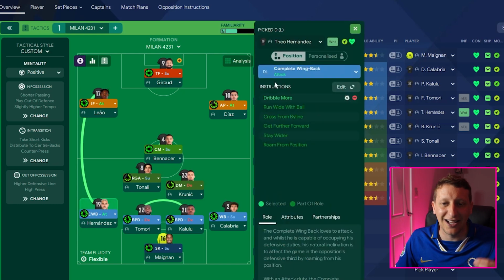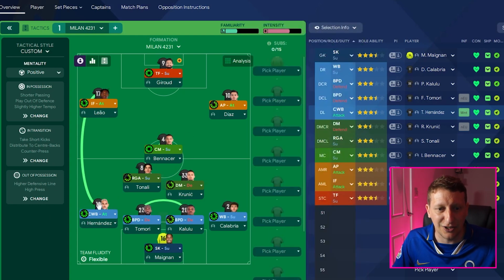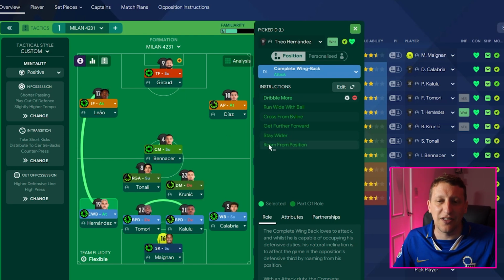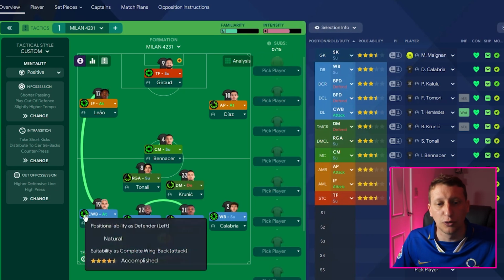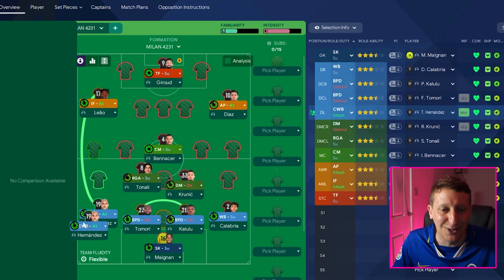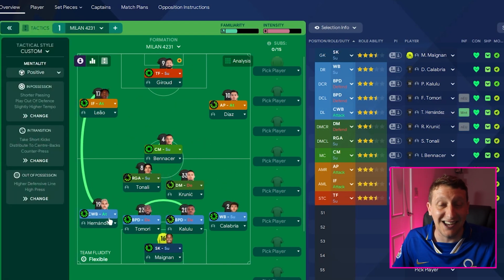And then Theo Hernandez on this left-hand side, player instruction, dribble more. I've put him as a complete wing-back on attack because we know how adventurous he is. He's often getting into these areas and getting shots off. But with the complete wing-back, you get the additional run from position. And that's what he does. Sometimes he'll go on underlaps, sometimes he'll go on overlaps, sometimes he'll come into the midfield, sometimes he'll end up in the penalty area. In these runs, he'll actually be really a central run. So fingers crossed we can see that in the match engine, that complete wing-back of Theo Hernandez literally bombing on as much as possible.